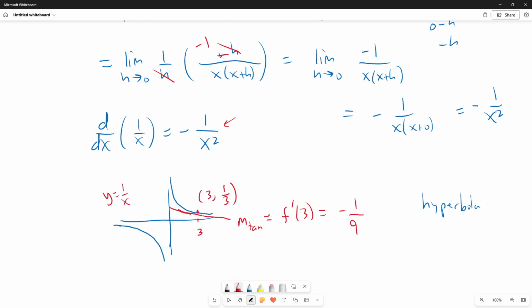It's clearly negative from the picture. It's going downhill from left to right, and it doesn't look particularly steep. So negative 1/9 makes sense.